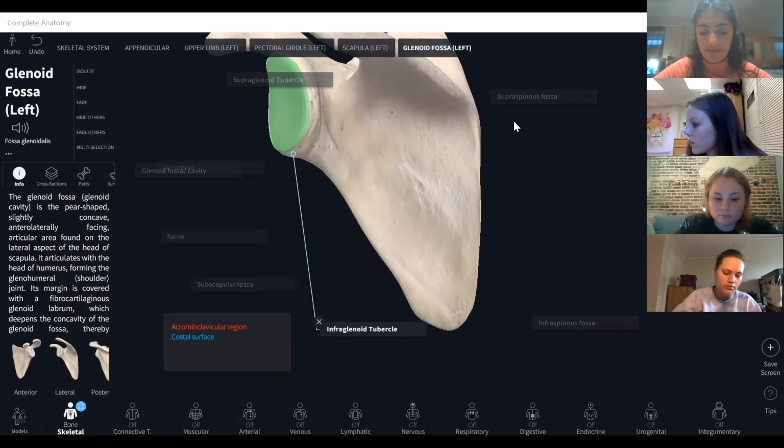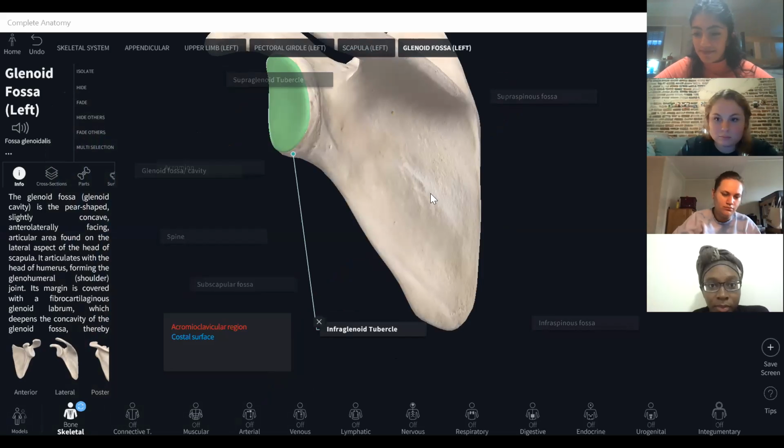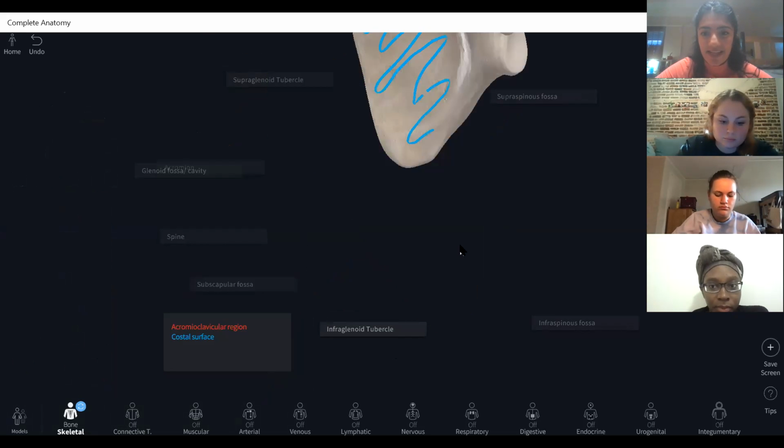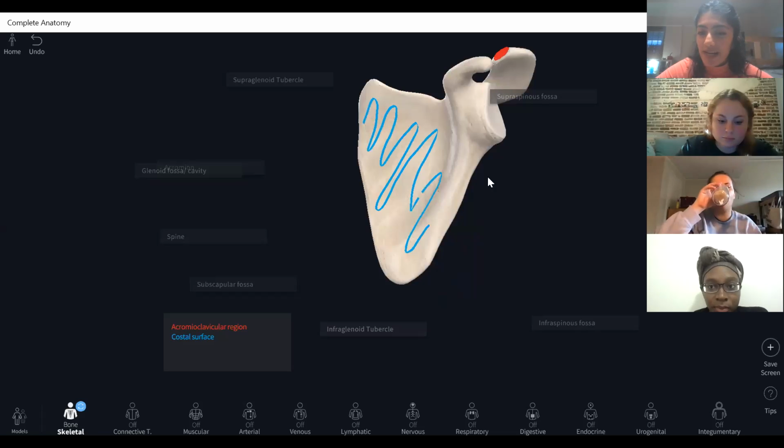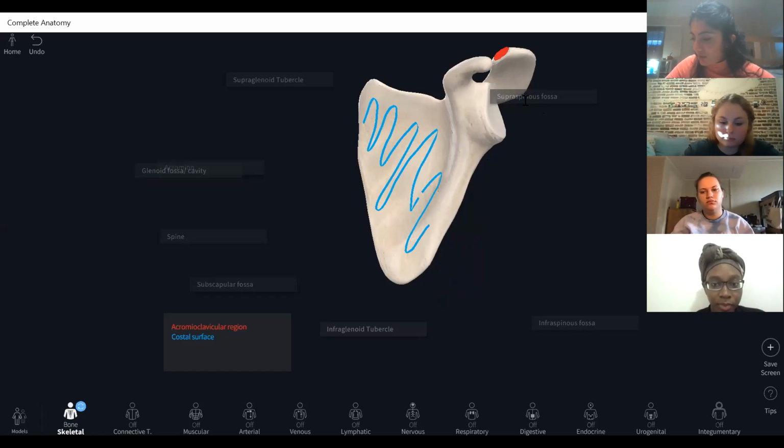Thanks, Annie. Is it the biceps and the triceps? It is the biceps and the triceps, exactly right. So the supraglenoid is going to be for the biceps, the infraglenoid is going to be for the triceps. And again, we don't need to know much about that right now, but we're already thinking, okay, the reason that we have these tubercles is for a bicep attachment or a tricep attachment. Great.